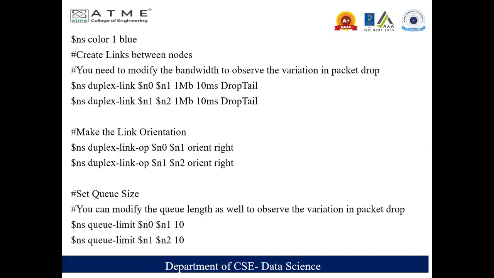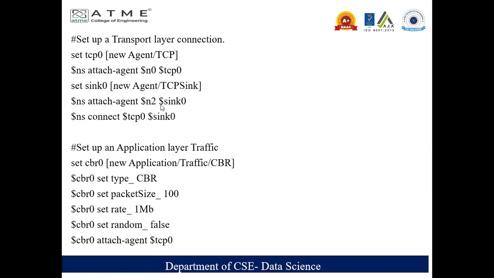Next, set the queue size. Now we can modify the queue length so that we can check how many packets are created and how many packets are dropped. So for that we have the varying queue length. The queue limit between N0 and N1 is 10, and between N1 and N2 also. So two queues are created, and 10 is set for both the queues.